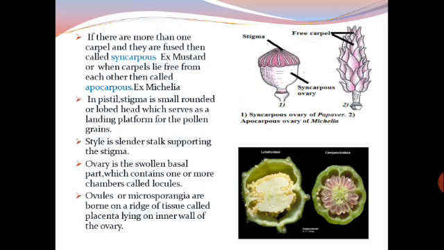Now these ovules which are present in the locules may be one or more, and the chambers also may be one or more. So the ovary may contain one or more chambers in it, and the ovules are borne on a ridge of tissue called placenta.